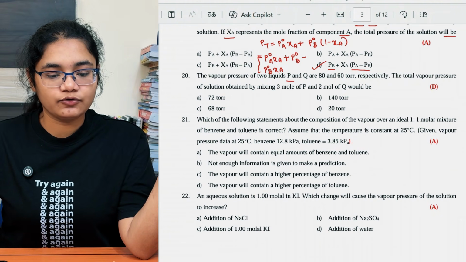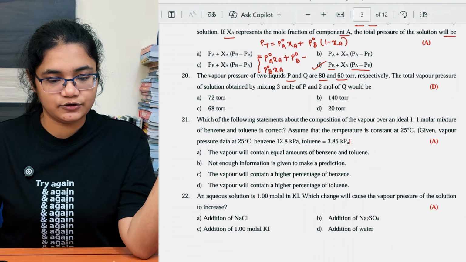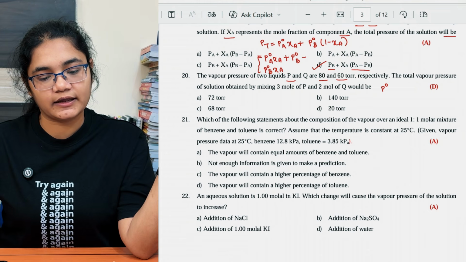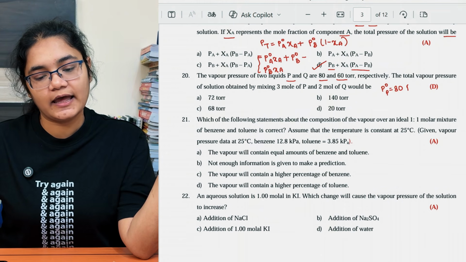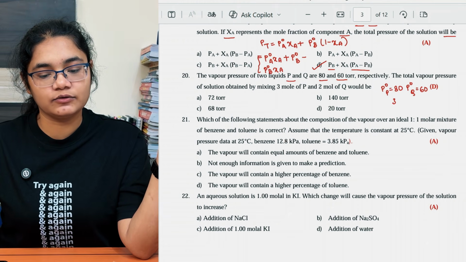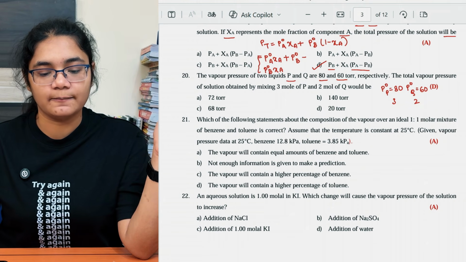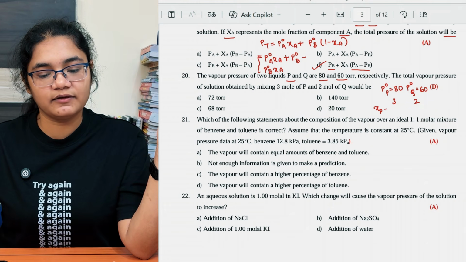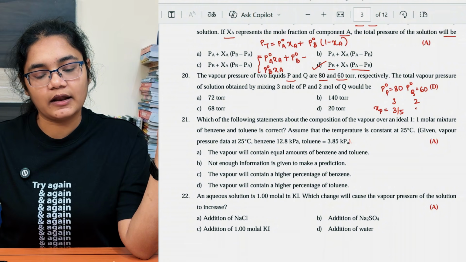Next, the vapor pressure of two liquids P and Q are 80 and 60 torr. So vapor pressure, I can write P naught of P is 80 and P naught of Q is 60. The total vapor pressure of the solution obtained by mixing 3 moles of P and 2 moles of Q would be. So now if you see, mole fraction of P will be 3 by 5 and mole fraction of Q will be 2 by 5, right?